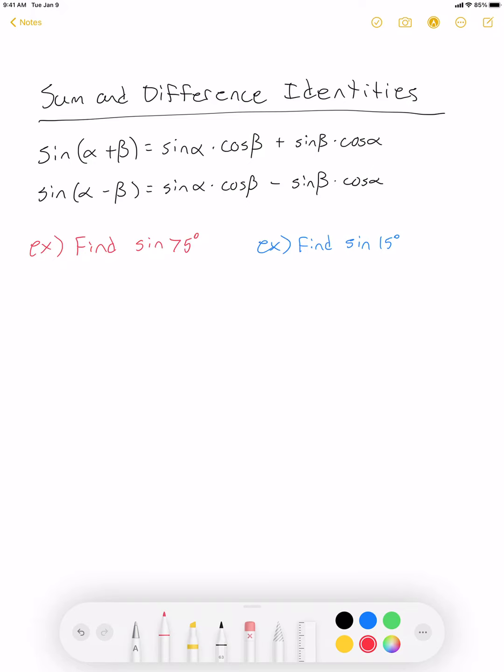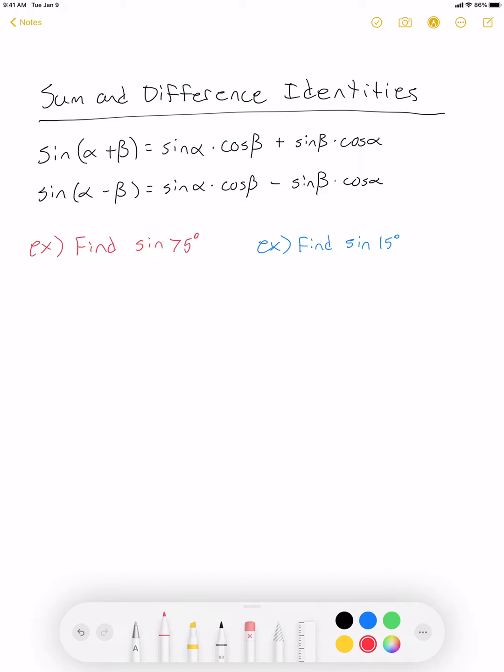All right, today we're going to continue with trig identities, and we're going to talk about sum and difference identities. So we use these when we are trying to find a sine value or a cosine value of an angle measure that is not on the unit circle. So for example, for number one, this first example in red, if I asked you to find the sine value of 75 degrees, well, we can't find that because it's not on our unit circle. However, we can find two angle measures that add up to give us 75 degrees from the unit circle.